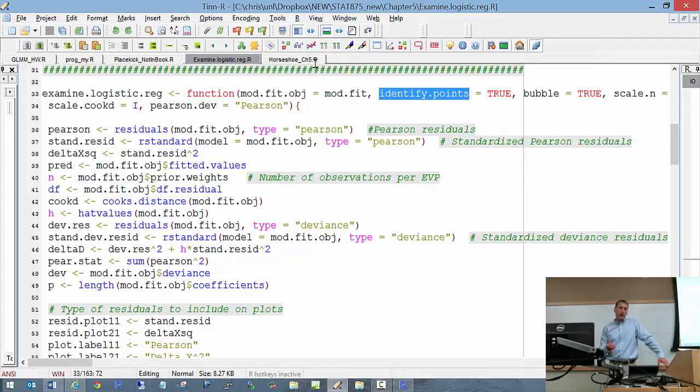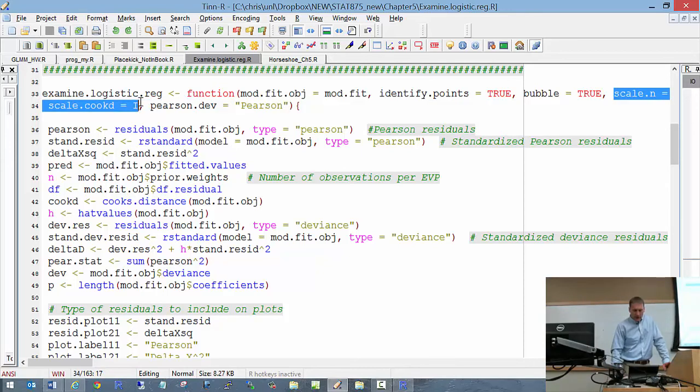Also, 2 of the plots are actually going to be bubble plots. We saw bubble plots back in chapter 2. Remember, it allows for a 3rd dimension, so that the plotting point itself is proportional to this 3rd dimension. And if I want a bubble plot, I say true. Note the default value for identify.points too. 2 other arguments are scale.n and scale.cookd. We'll talk about those later. And then lastly, do you want plots involving the standardized Pearson residuals or the standardized deviance residuals? The default is Pearson.